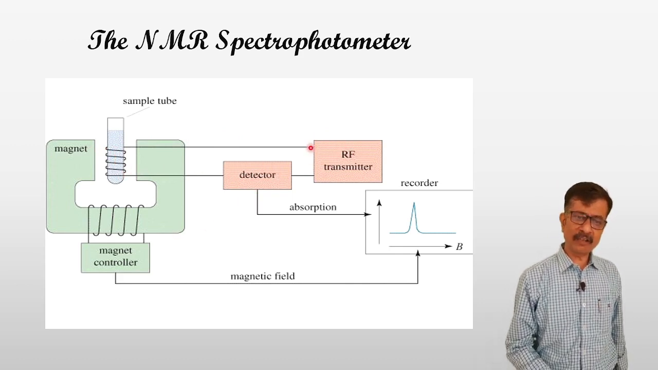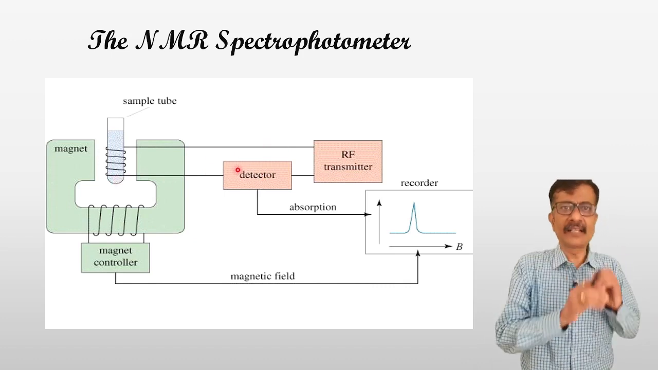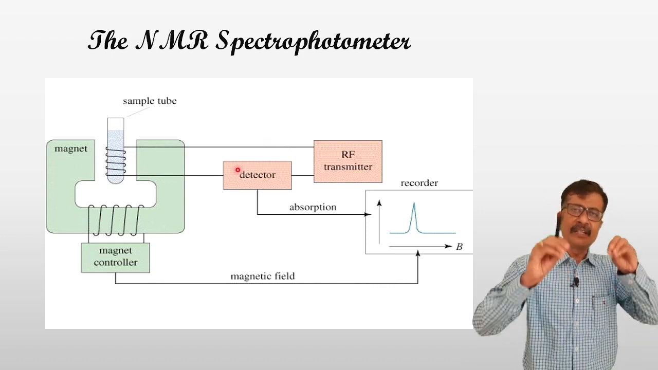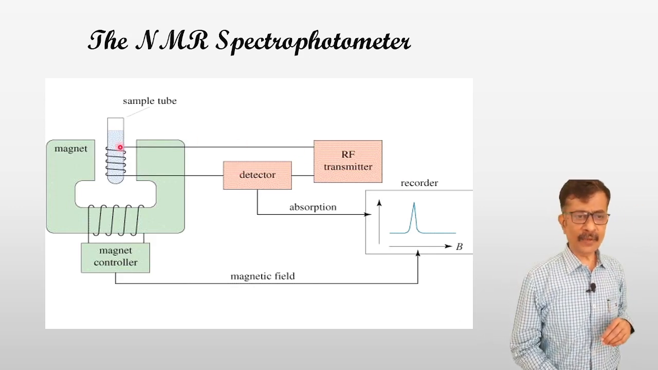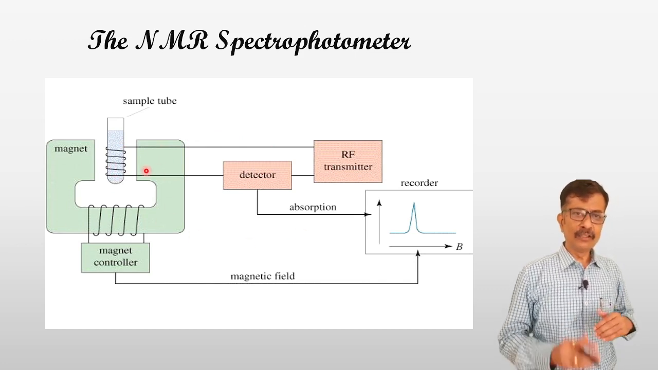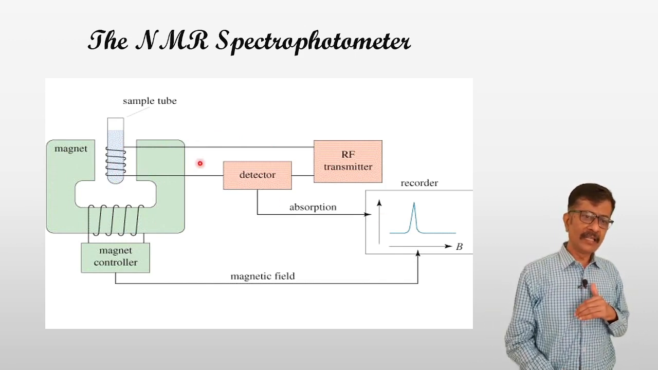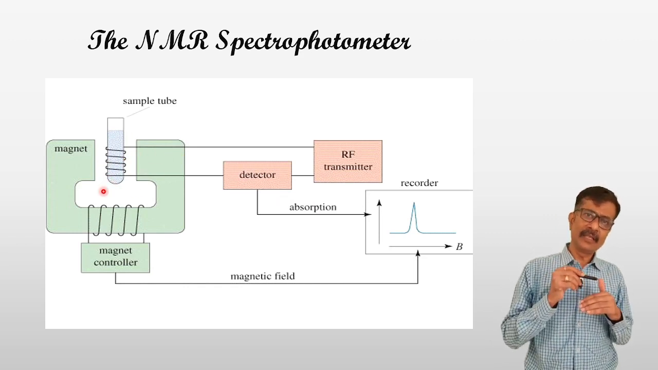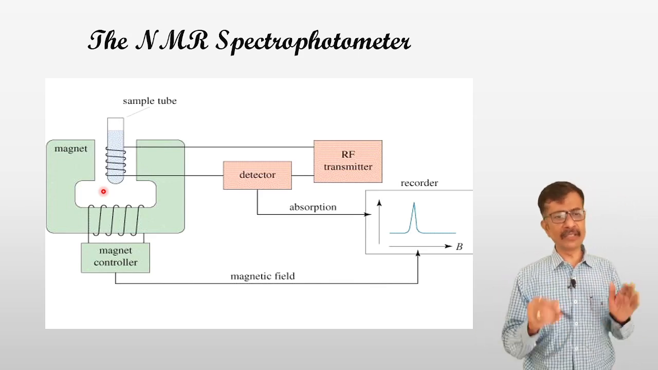The frequency of the supplied radio waves is kept constant. That is a monochromatic radiation. Radio waves of a fixed frequency, a fixed wave number, are provided to the sample, which is kept in a strong magnetic field. Gradually the magnetic field will be increased, so that the protons in this sample will have a spinning motion and a precessional motion too, because a spinning proton will have a precessional motion, as we have seen.